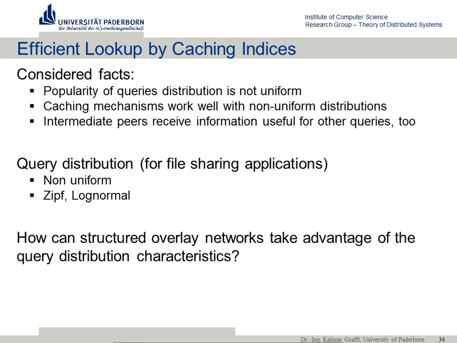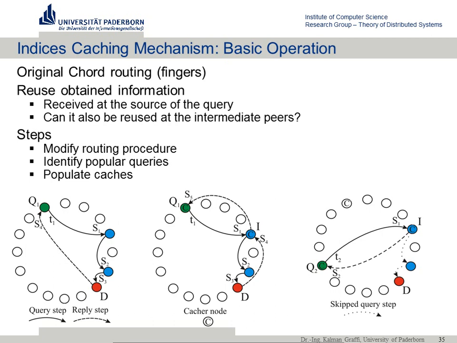Okay, we already had how the distribution is. So how can structured overlay networks take advantage of it? So what can they do? Again, it's the example with Chord. So typically you just have the normal routing, so you use your fingers to come closer to the responsible node, and then the answer is given by the responsible node.